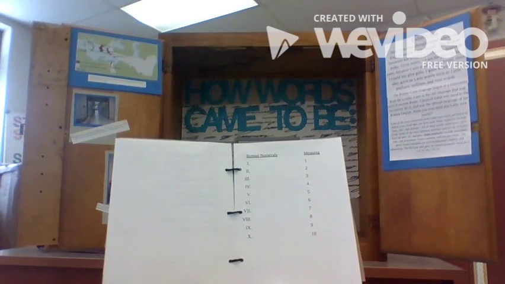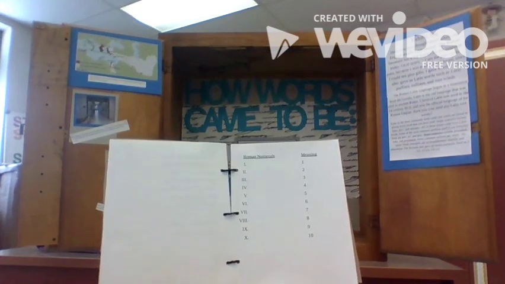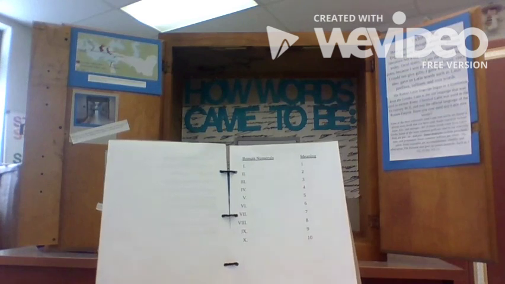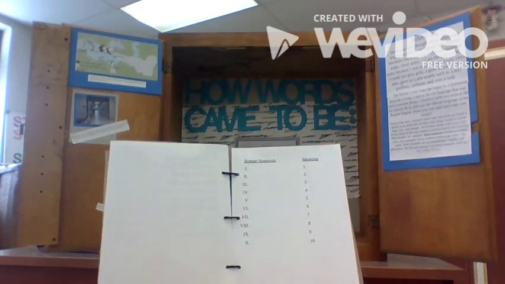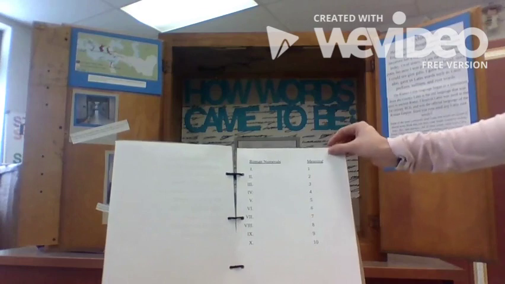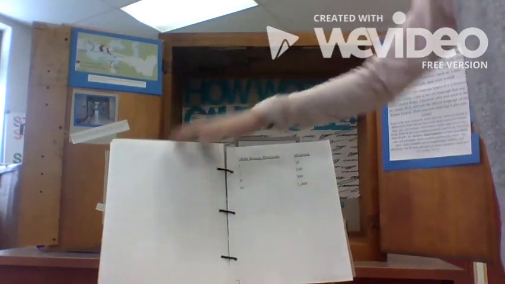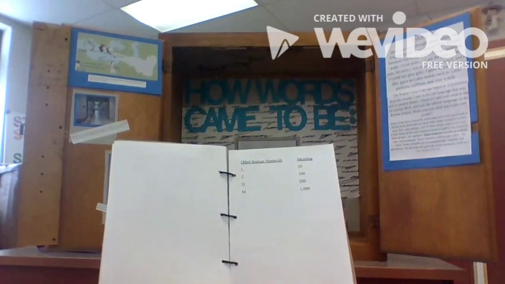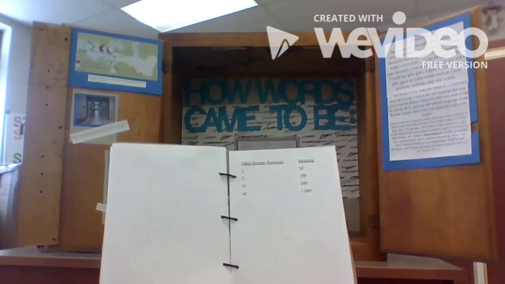Some Roman numerals are V, which is 5, VI, which is 6, VII, which is 7, and X, which is 10. Other Roman numerals are L, C, D, and M, which mean 50, 100, 500, and 1000.